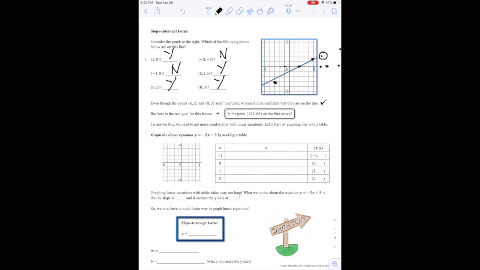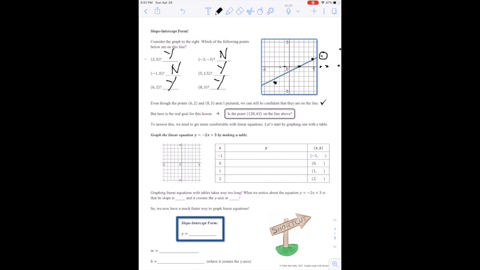But here's where the real goal for this lesson is: is the point 128, 63 on the line above? Clearly we can't observe that by looking at the graph itself, but let's find out how we can determine that. So to answer that, we need to get more comfortable with linear equations in general. So we're going to start by graphing one with a table.